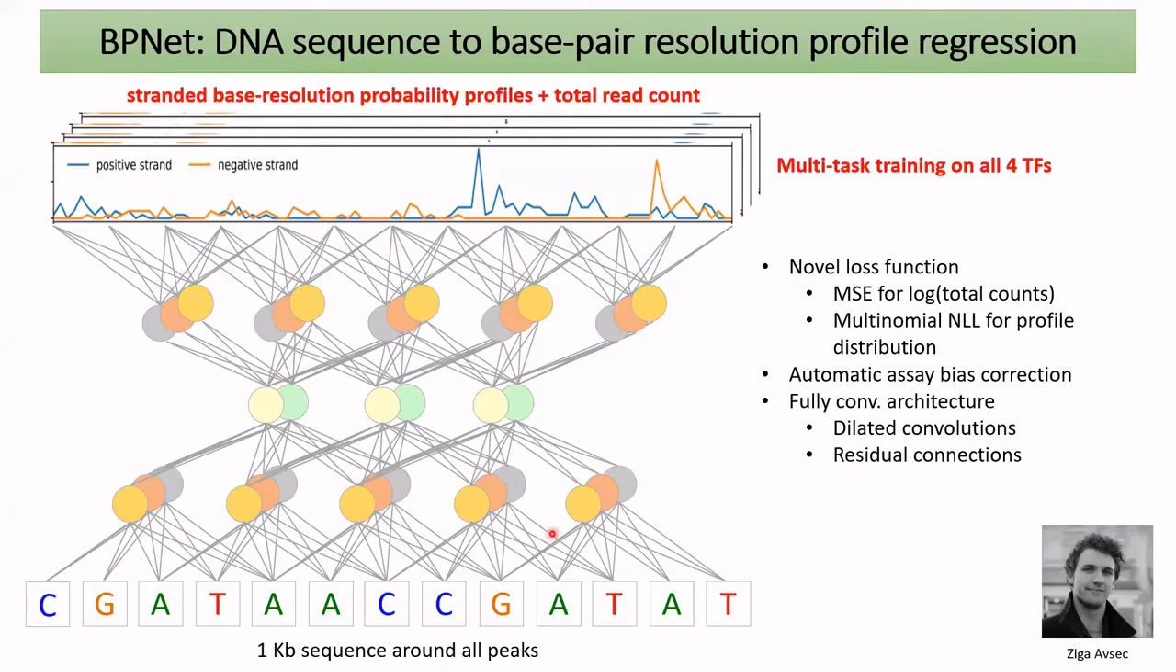In terms of the architecture, there is nothing particularly special. The main thing is it's a fully convolutional architecture, so we avoid any kind of pooling operations as far as possible. In terms of the convolutional layers, we use a regular convolution in the first layer, followed by dilated convolutions with residual connections, allowing us to build reasonably deep models that have sufficiently large receptive fields.